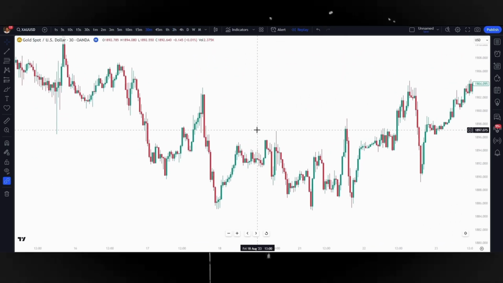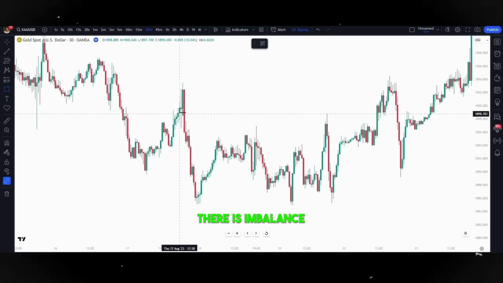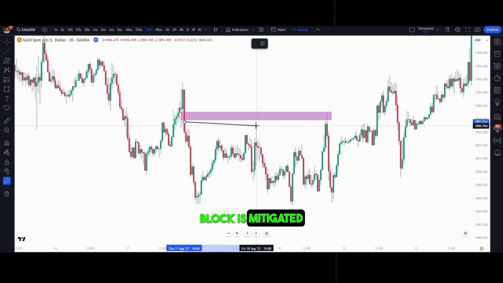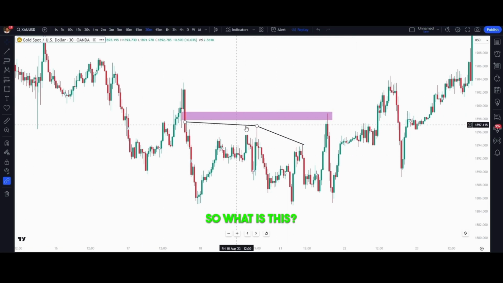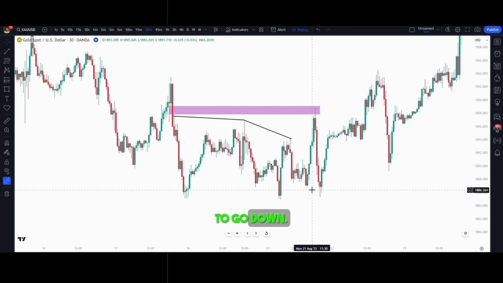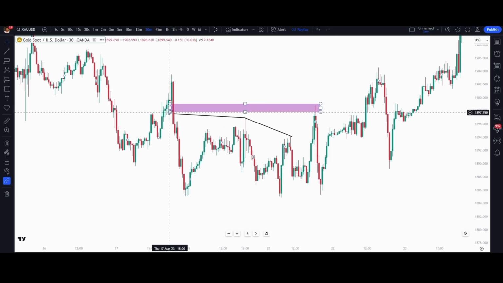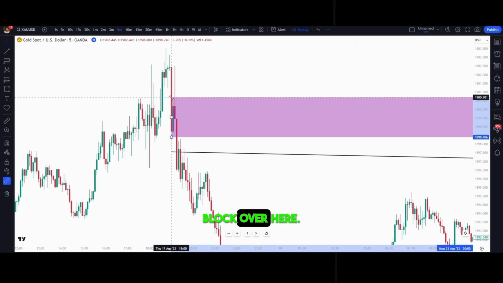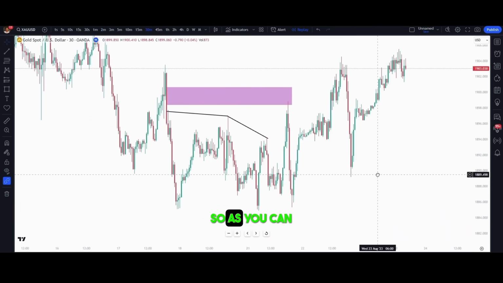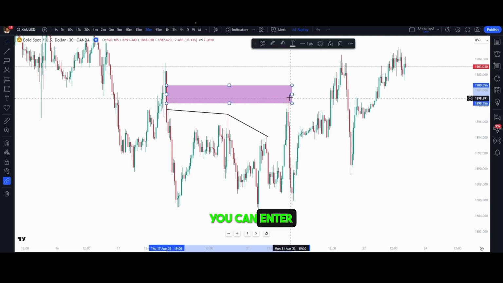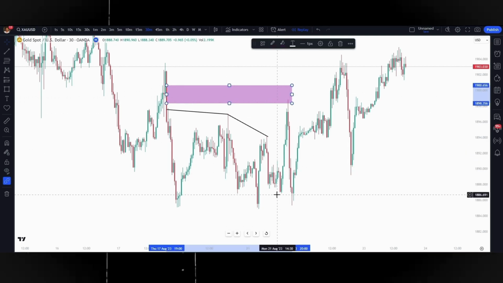As we can see, there is an imbalance over here. There was an imbalance, and if this order block is mitigated, and this order block is mitigated, what is this? It's liquidity. Price comes here, fulfills this imbalance, and then it starts to go down. If we look for an order block in this imbalance, and go to a lower time frame, we can see there is an order block over here. So this whole thing is an order block. Price comes here, fulfills this imbalance, and then starts to go down. You can enter over here, stop loss will be here, and exit will be over here.